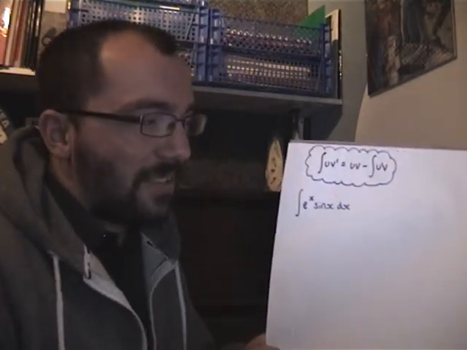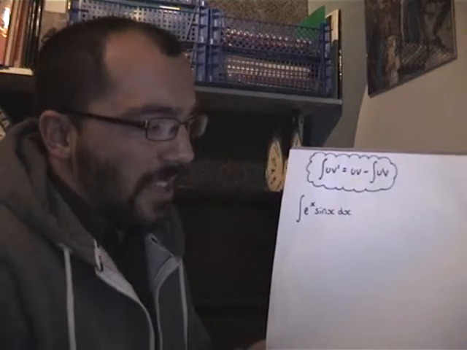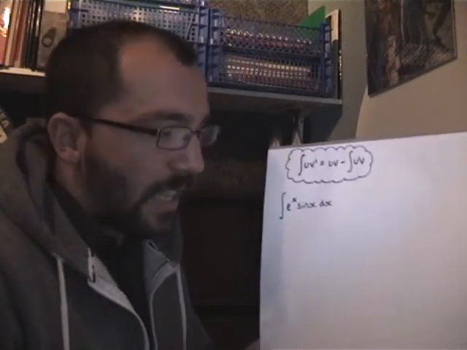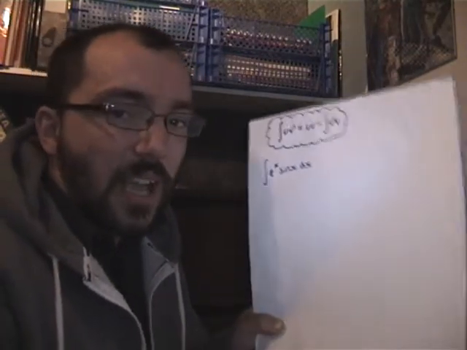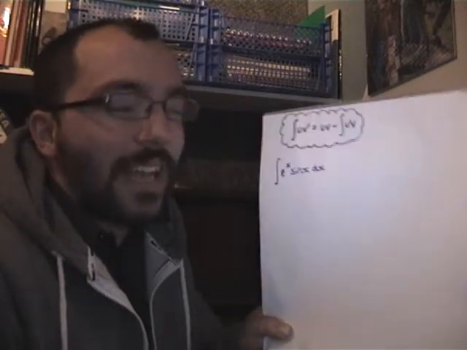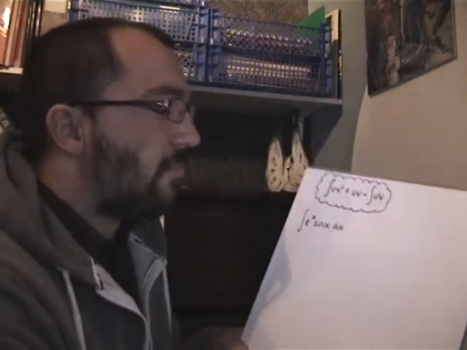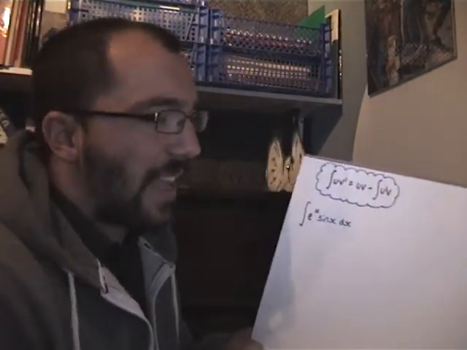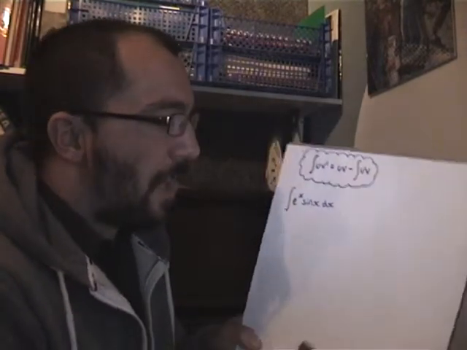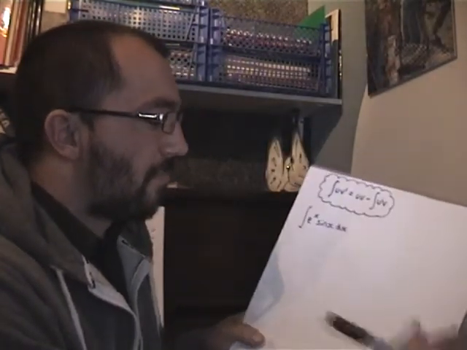The magic here isn't picking the right expression for u and v. It's how you deal with the recurring nature. So I'm just going to go through this example and show you how to terminate a cyclic pattern in this way.